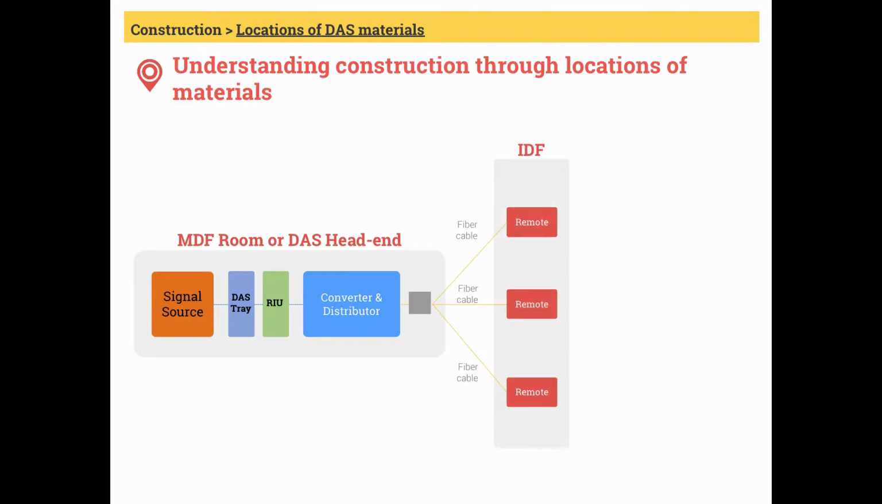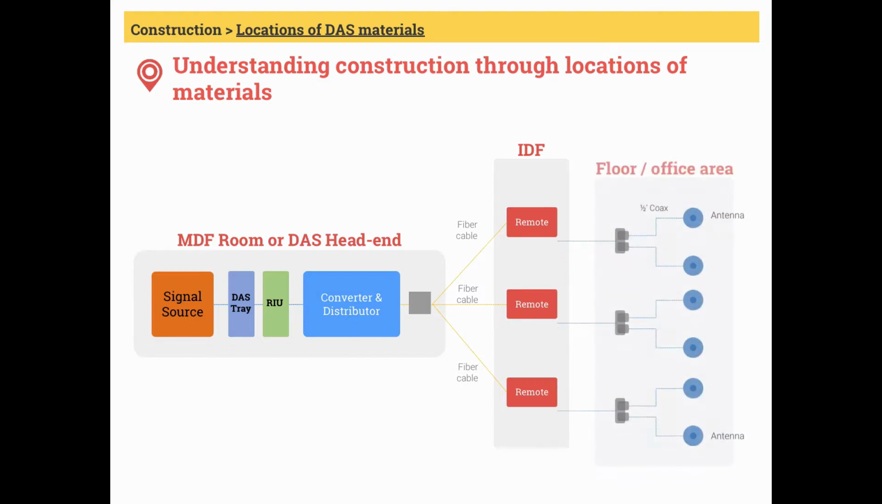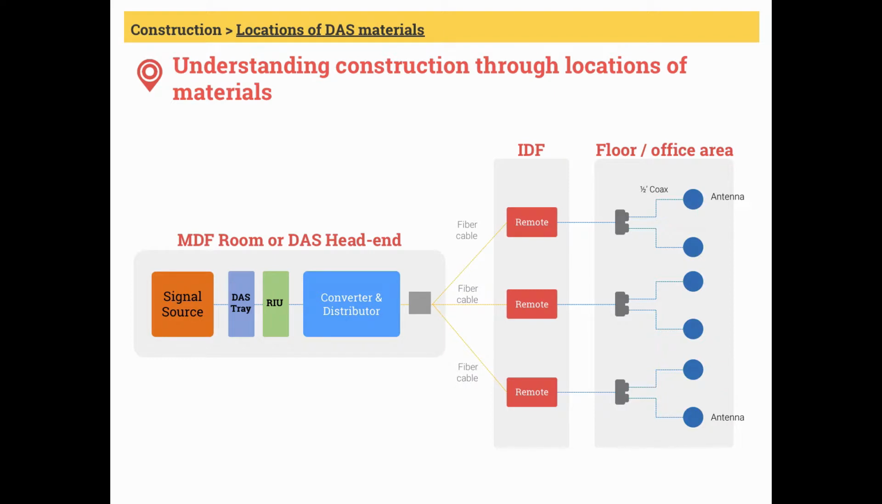IDF rooms. So what is IDF? Independent distribution facility. In general, IDF connects internal lines to the MDF. Every floor usually has an IDF room. All remotes are typically located at different IDF closets of the building and connected to the head end assembly via fiber and fiber hub. Last but not least, antennas, couplers, and combiners, they are usually strategically placed throughout the building.